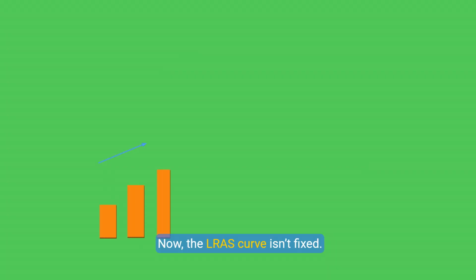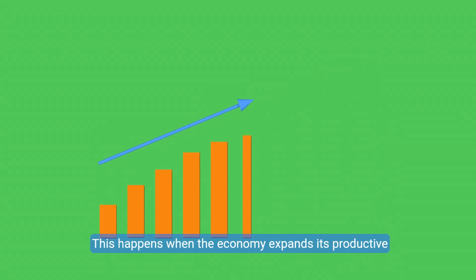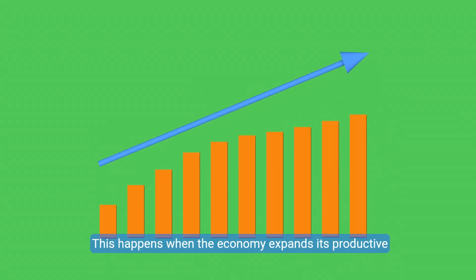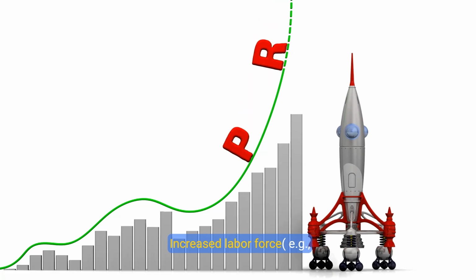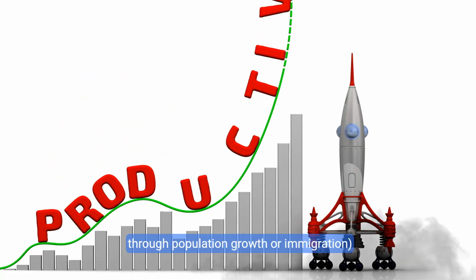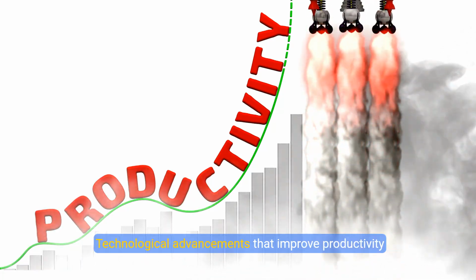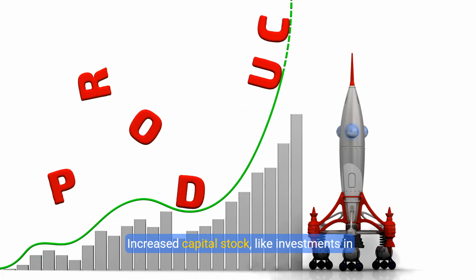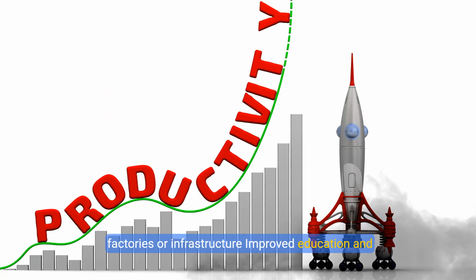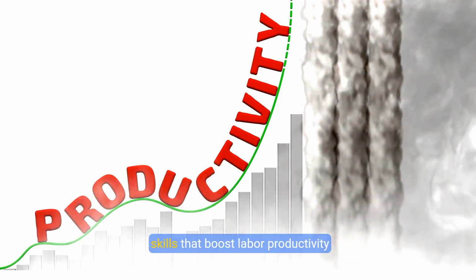Now, the LRAS curve isn't fixed. It can shift. And when it shifts rightward, that's a sign of long-term economic growth. This happens when the economy expands its productive capacity through things like increased labor force, e.g. through population growth or immigration, technological advances that improve productivity, increased capital stock, like investments in factories or infrastructure, improved education and skills that boost labor productivity.